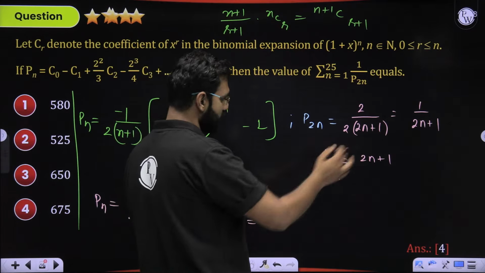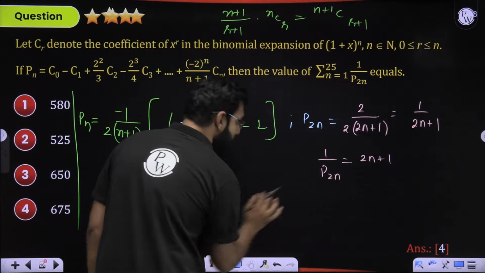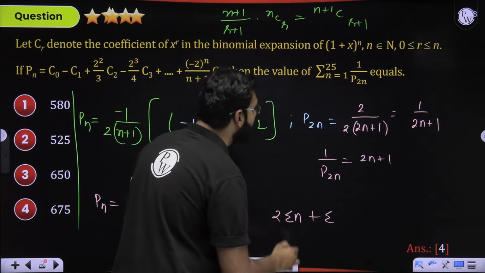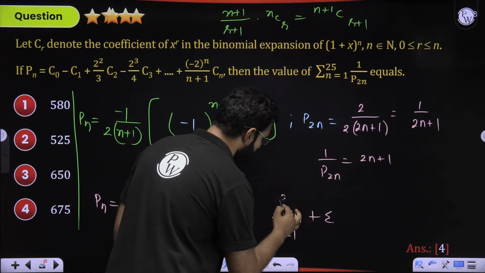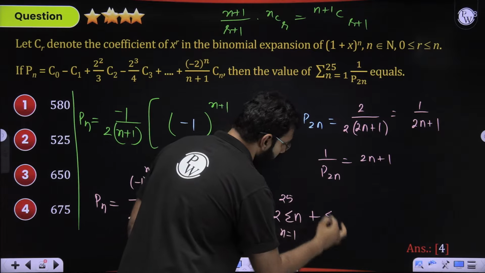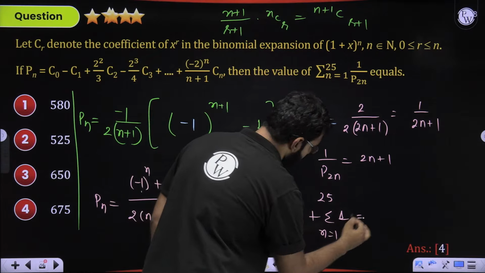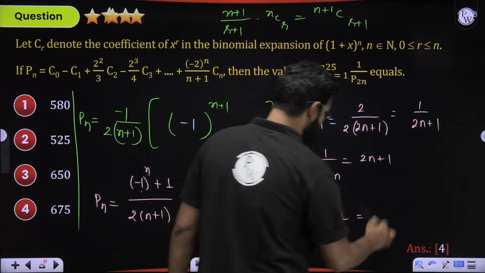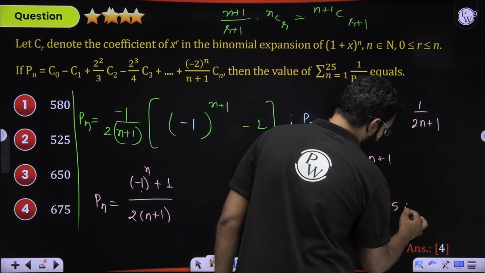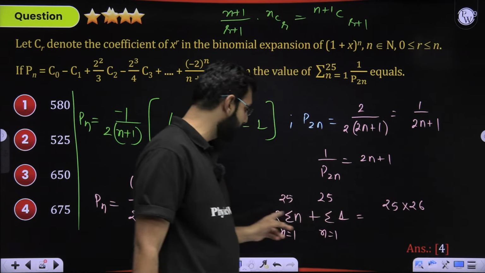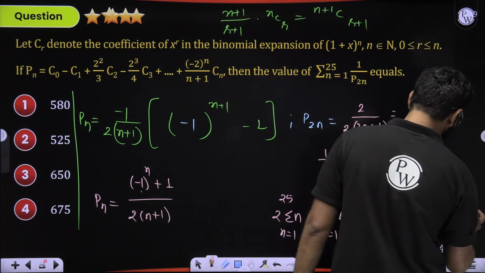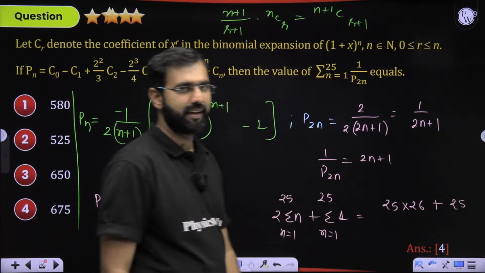Can I write that summation directly? So if I apply that summation on this, 2 times summation of n plus summation of 1, where n is from 1 to 25. Can you not do that by yourself? Again, n into n plus 1 by 2. So n will be 25, so it will be 25 into 25 plus 1, that is 26 by 2, and these 2 are cancelled. This is 1 added 25 times, so it is 25. So it will be 26 into 26. That's the square of 26.